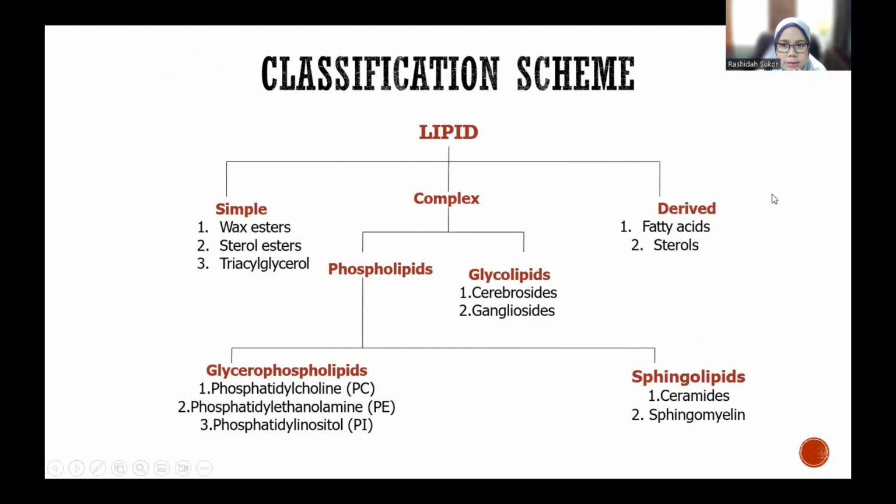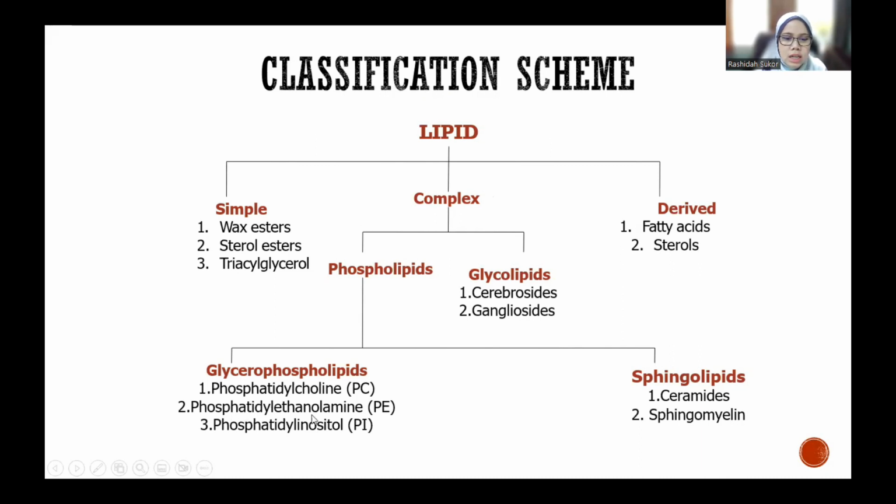So this lipid, like the one that I showed you earlier, consists of simple lipid, wax, sterol, triacylglycerol, complex lipid, and also derived lipid. Kalau complex lipid ni, here are the phospholipids. Like I said, complex means something that is a bigger molecule, so normally it has something that bounds to it. So phospholipid has glycerol phospholipid and sphingolipids.